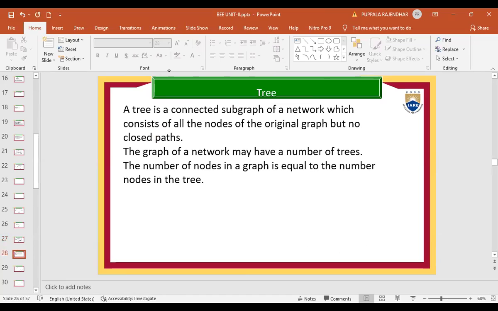Next, tree. A tree is a connected subgraph of a network, for which we have some rules to form, which consists of all the nodes of the original graph, but no closed path. The graph of a network may have a number of trees, and the number of nodes in a graph is equal to the number of nodes in a tree. We will see in the next slide what a tree is.